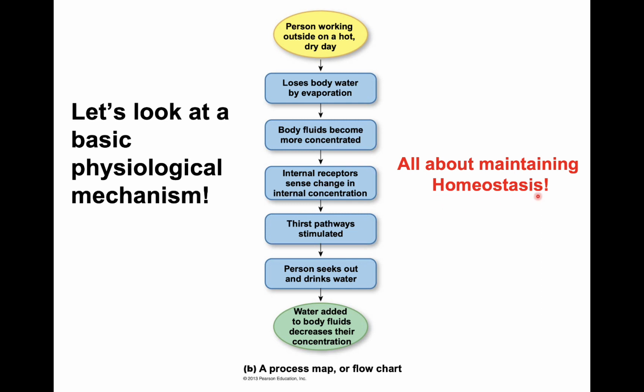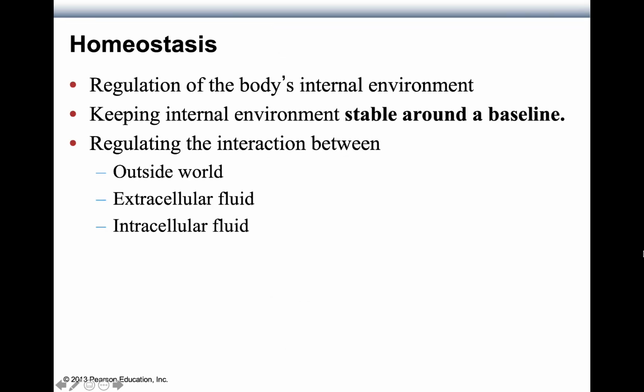This word here is important because it really is what physiology is about, maintaining homeostasis. So what is homeostasis? Well, it's the ability of your body to regulate its internal environment. Whether that's, again, the heart rate, whether that's your respiratory rate or your body temperature, it's your body's ability to make sure that your internal environment is consistent and stable around a baseline, regardless of what's happening in the external world.